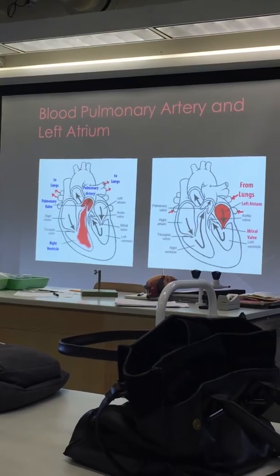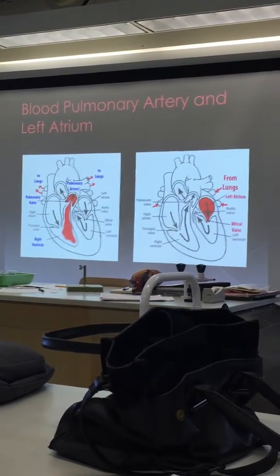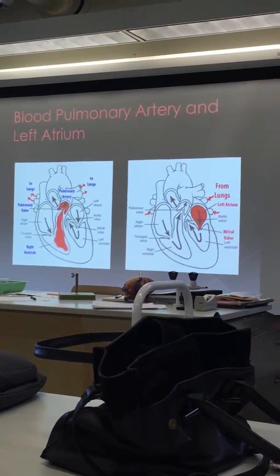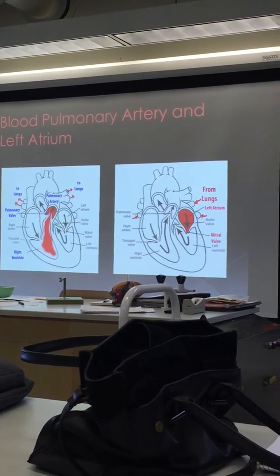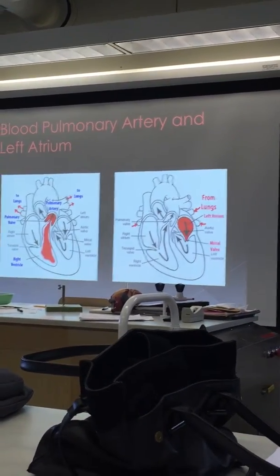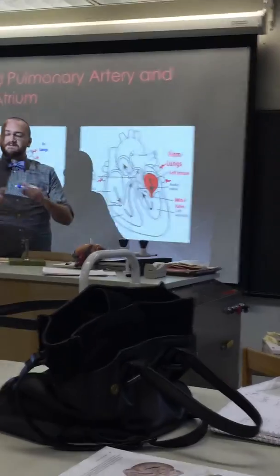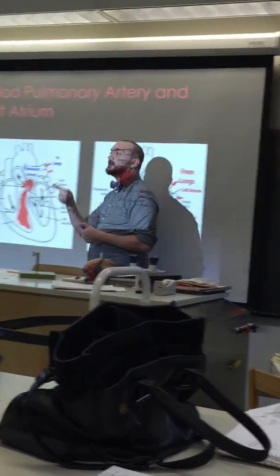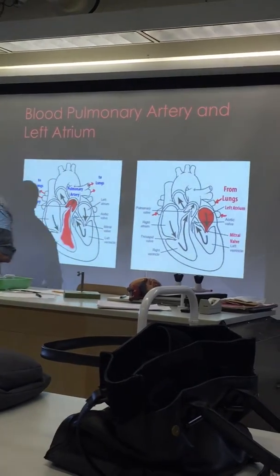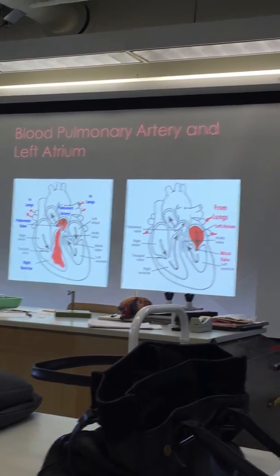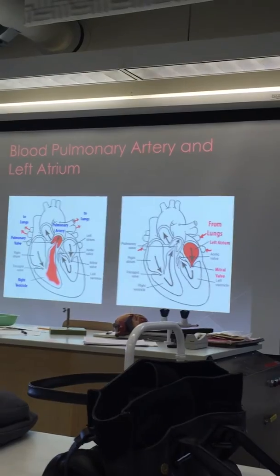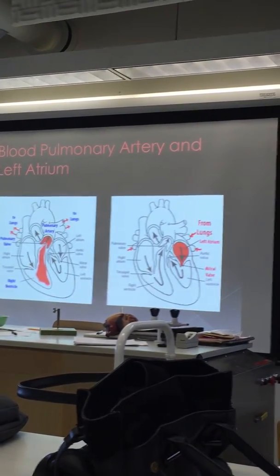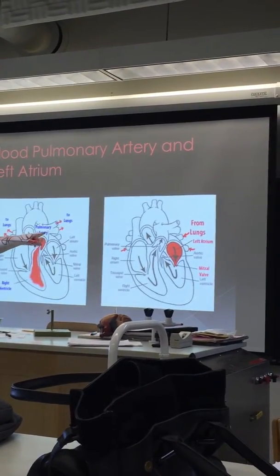Arteries go away from the heart, veins go back towards the heart. So the very simple difference between the two, arteries carry blood away from the heart, veins carry blood back towards the heart. In general, that means arteries carry oxygenated blood and veins carry deoxygenated blood. Except in one case. This is a pulmonary artery.